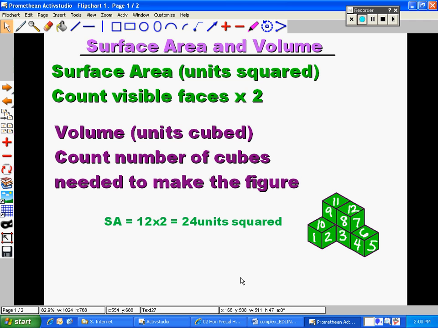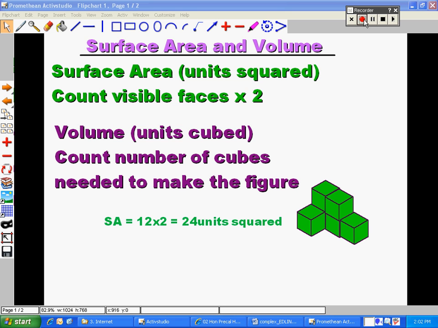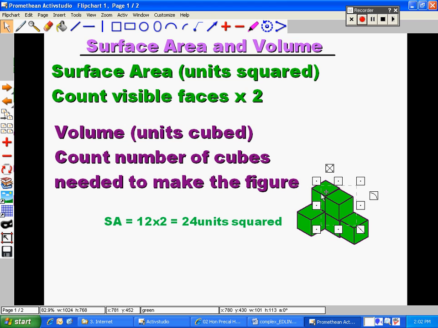Now let's find the volume. When I find the volume, I have to count the number of cubes that are needed to make this figure. If you just look at it, it looks like 1, 2, 3, 4, 5 cubes. But you'd be mistaken if you wrote 5, because there's actually one hiding back here.